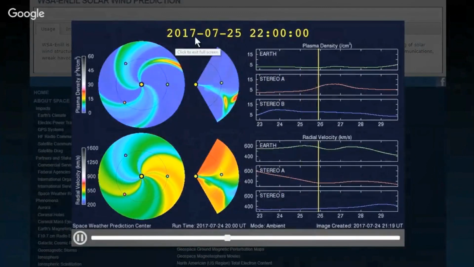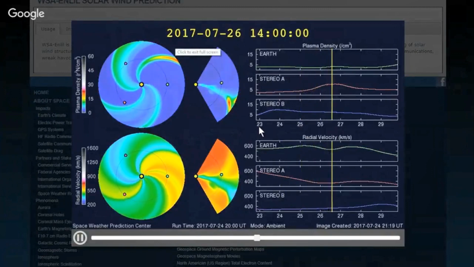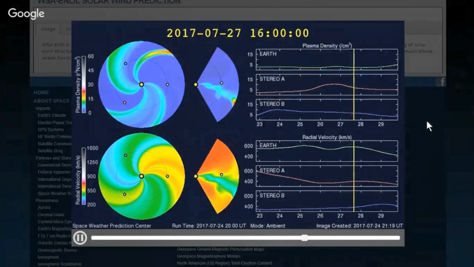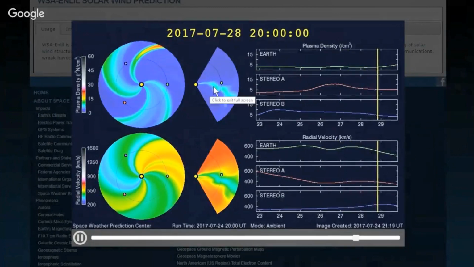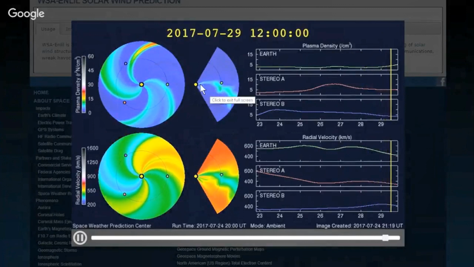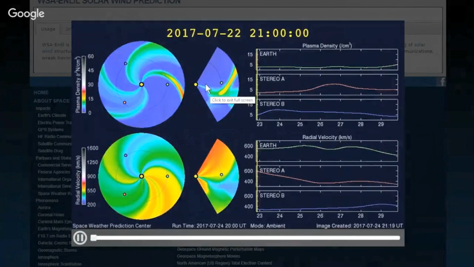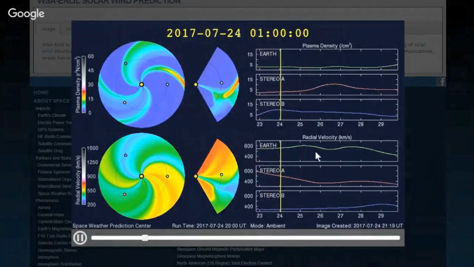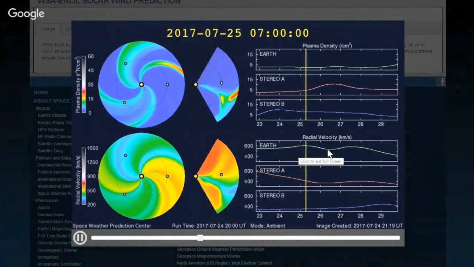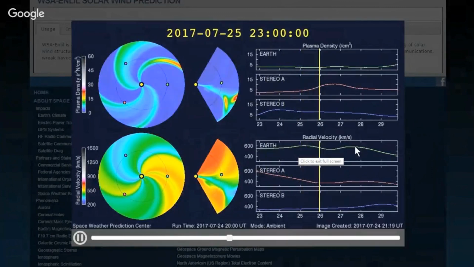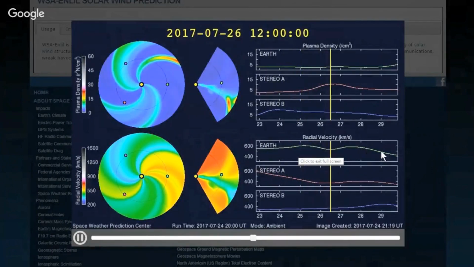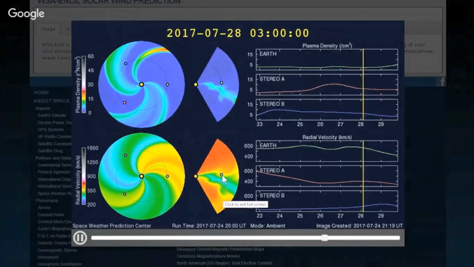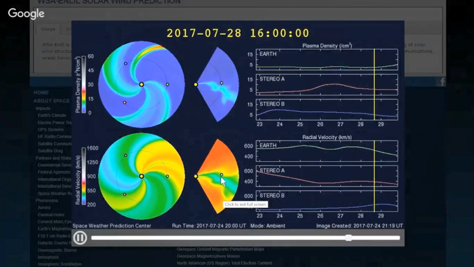Well, this is our predictor model going from the 23rd of July through the end of the 29th into July 30th. And you can see a stream of solar energy, basically very low plasma density. The radial velocity picks up pretty good there, but then there's going to be a steady drop off beginning on the 28th, going all the way down through July 30th. And you can see where the Earth is heading right into it.